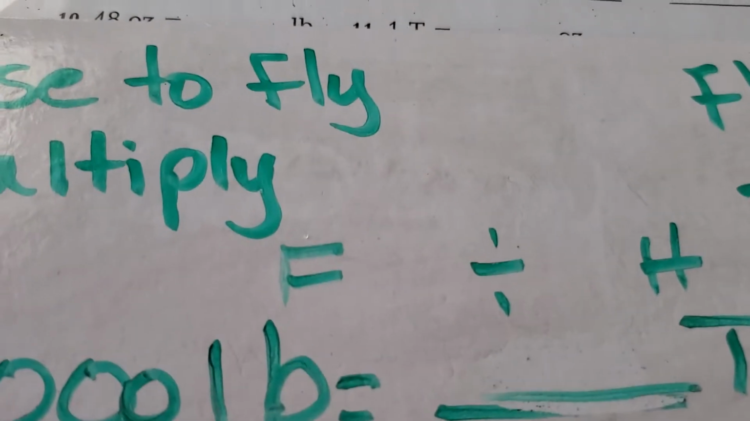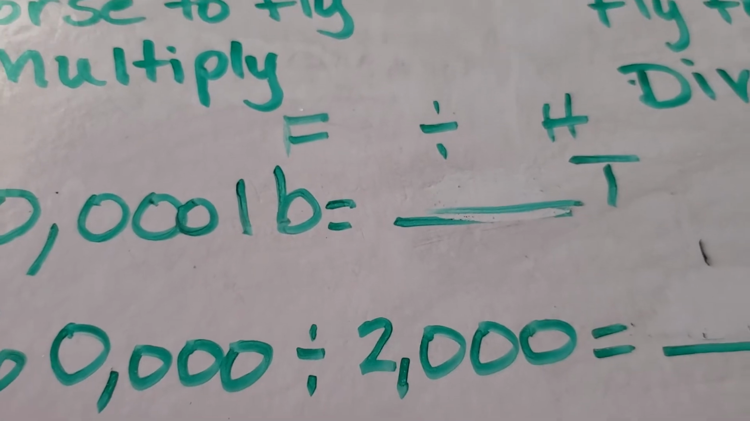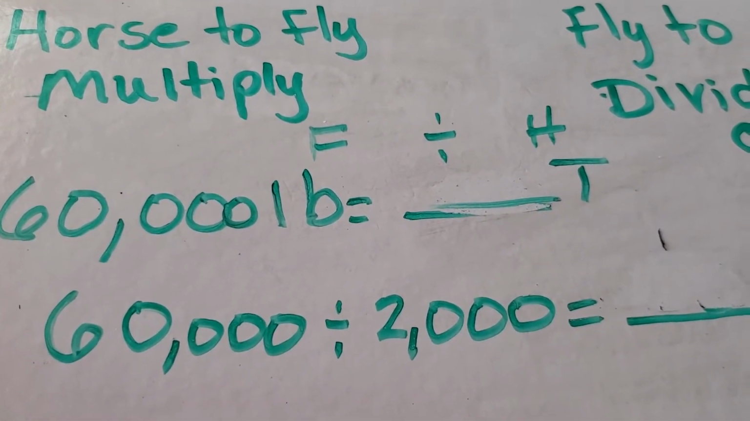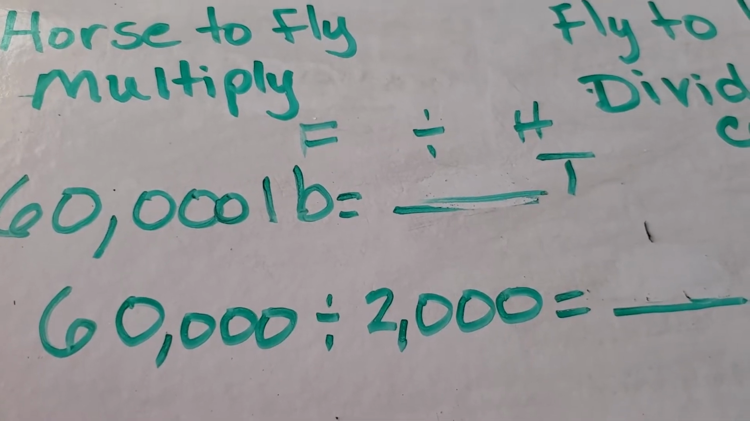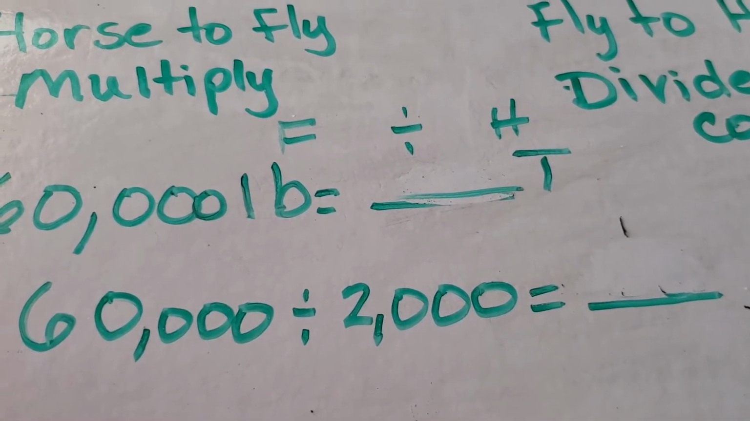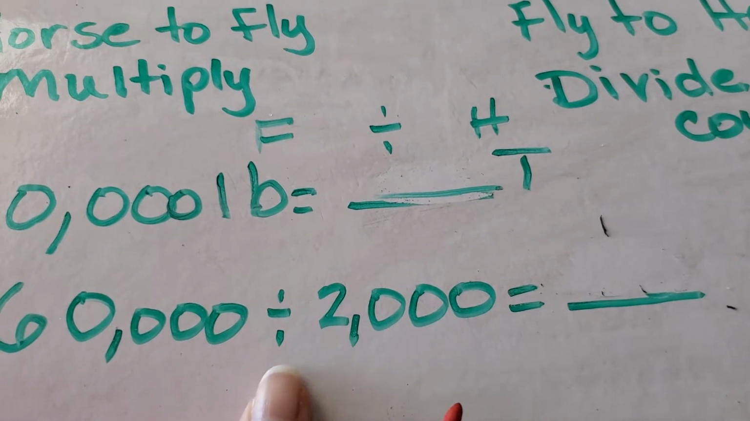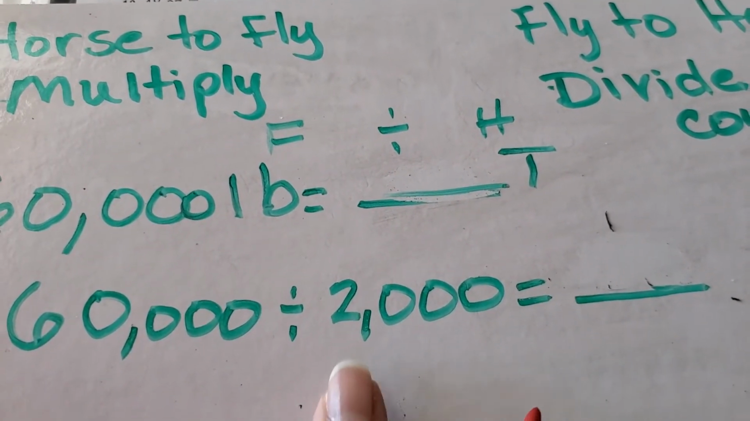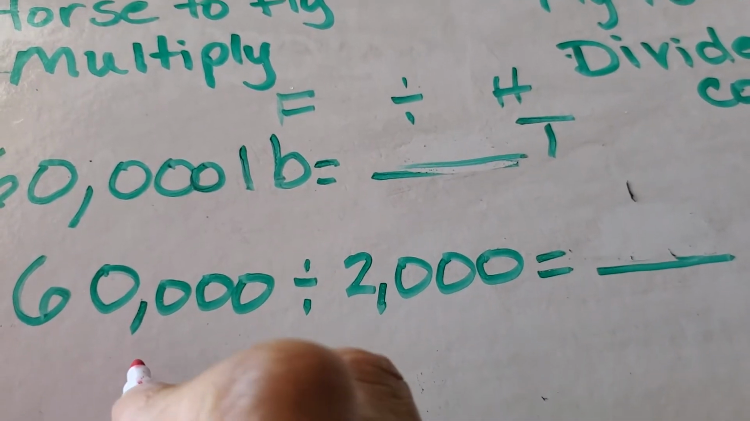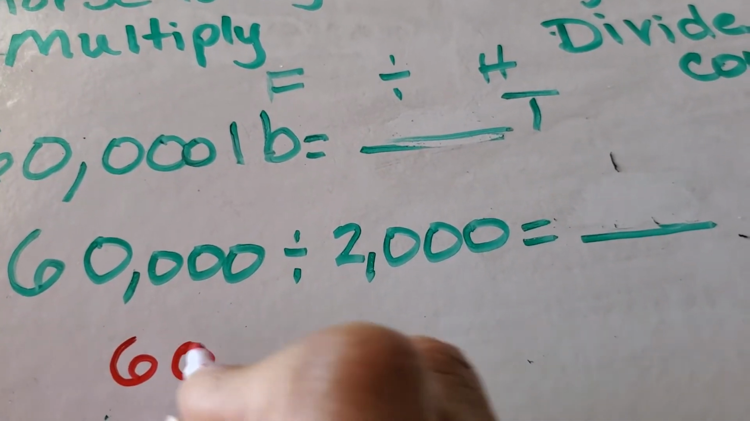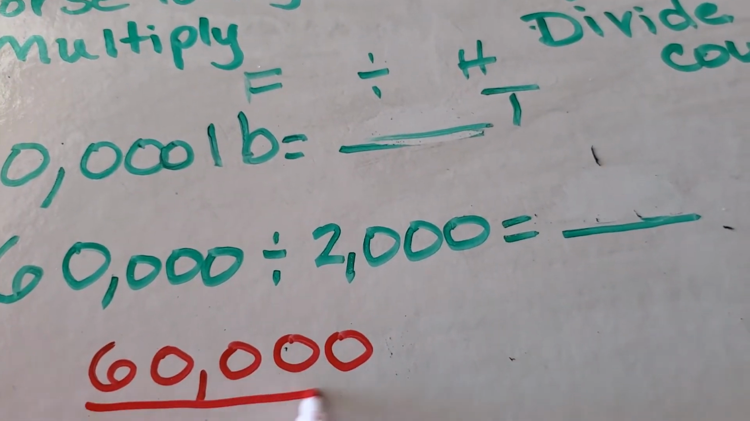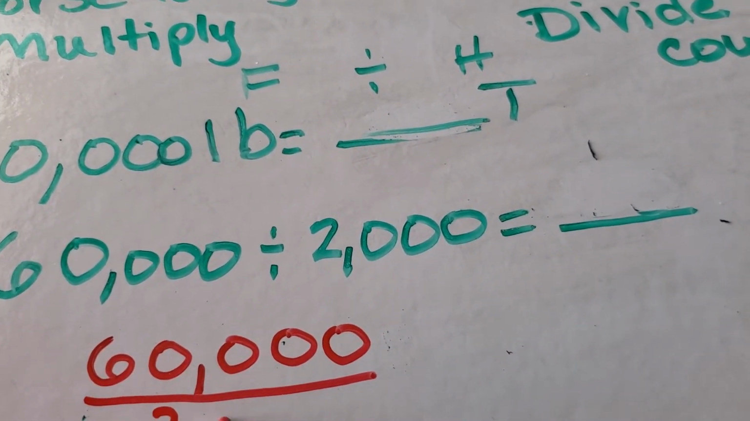So let's look at our problem here. Our problem reads 60,000 pounds equals how many tons? So 60,000 divided by 2,000 equals some number. So let's rewrite this, okay? Let's put our 60,000 on top, be our numerator, and our denominator will be 2,000.